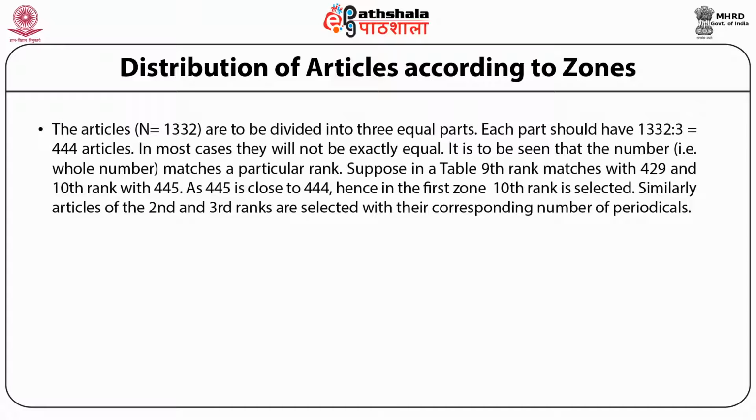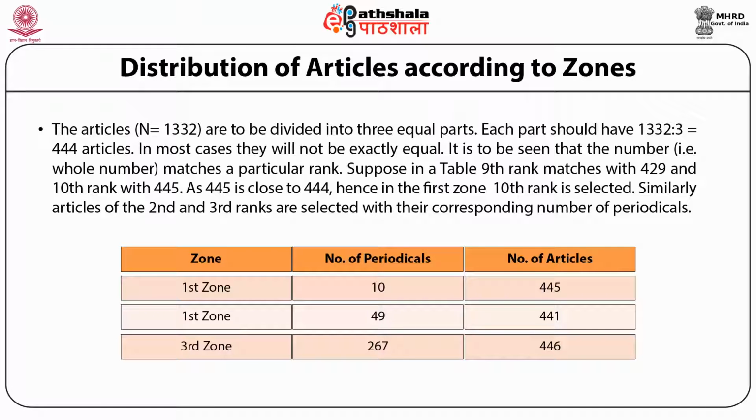The articles here, that is 1332, are to be divided into 3 equal parts. Each part should have 444 articles. In most cases, they will not be exactly equal. It is to be seen that the whole number matches a particular rank. In table 1, 9th rank matches with 429 and 10th rank with 445. As 445 is close to 444, hence the first zone, 10th rank, is selected.